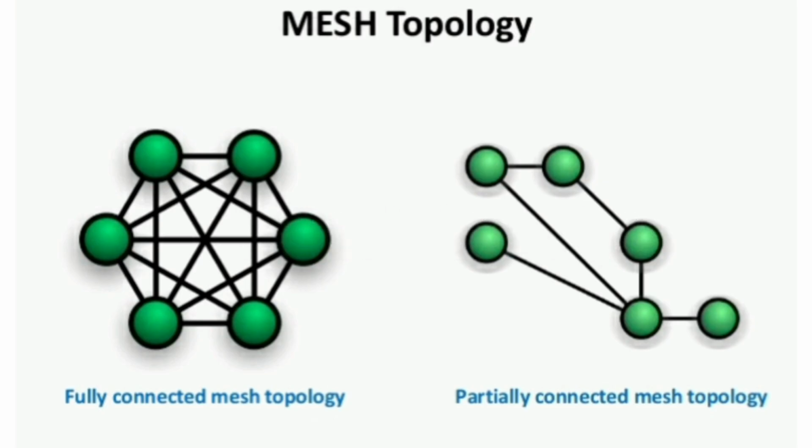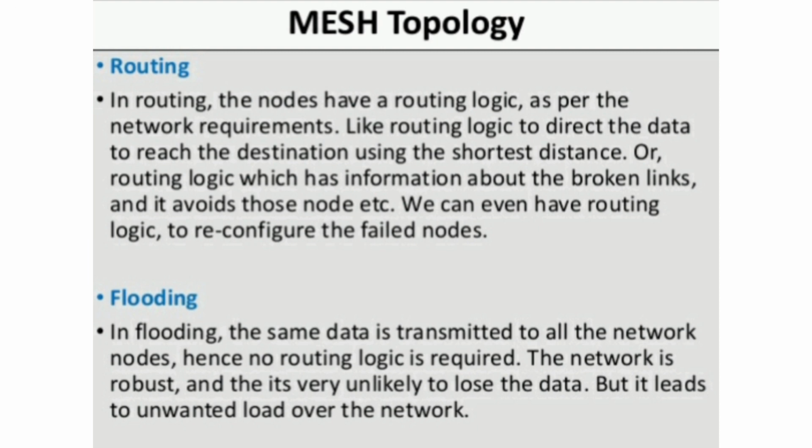Now we'll see what is mesh topology. In mesh topology, there are two types: fully connected mesh topology and partially connected mesh topology. So here in routing, the nodes have a routing logic as per the network requirements, and in flooding, the same data is transmitted to all the network nodes, hence no routing logic is required.